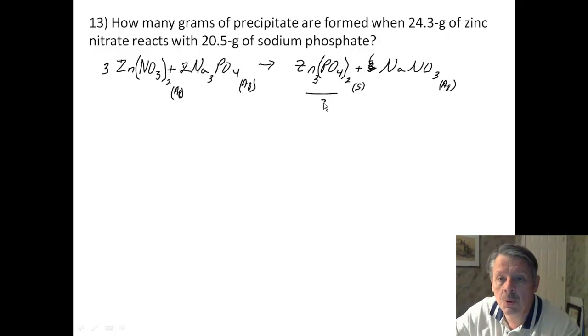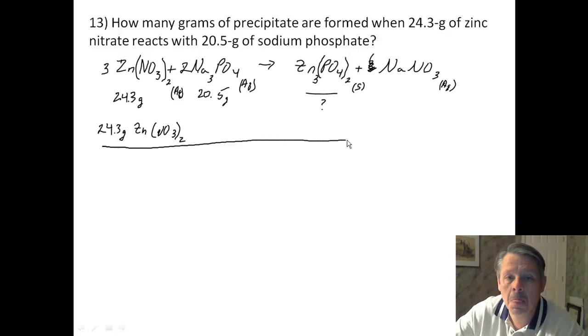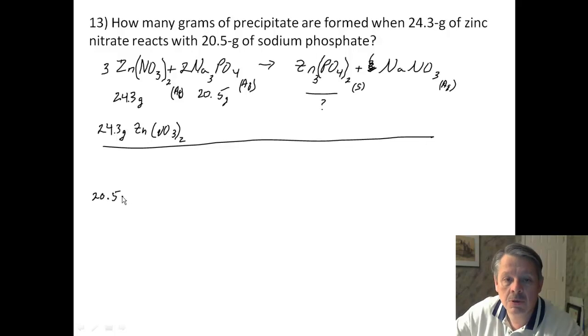Alright, so this is the one we're trying to get to. And we're starting with 24.3 grams of zinc nitrate and 20.5 grams of sodium phosphate. So I'm going to do 2 stoichiometry problems. 24.3 grams of zinc nitrate. And that's my first one. And my other one's going to be 20.5 grams of sodium phosphate.